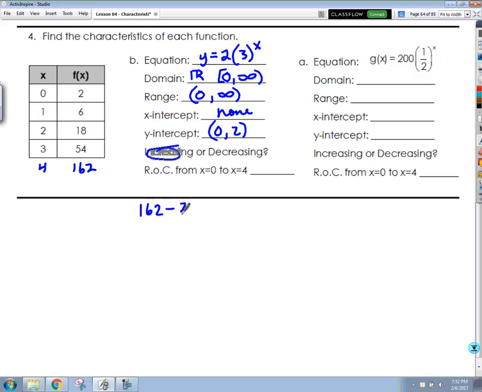Domain, again, I would argue all real numbers. Man, this one's kind of ratchet. See, that's that double backbone on that R, guys.